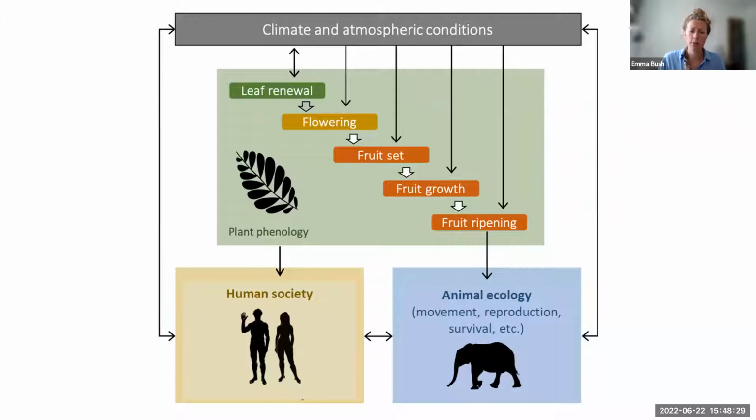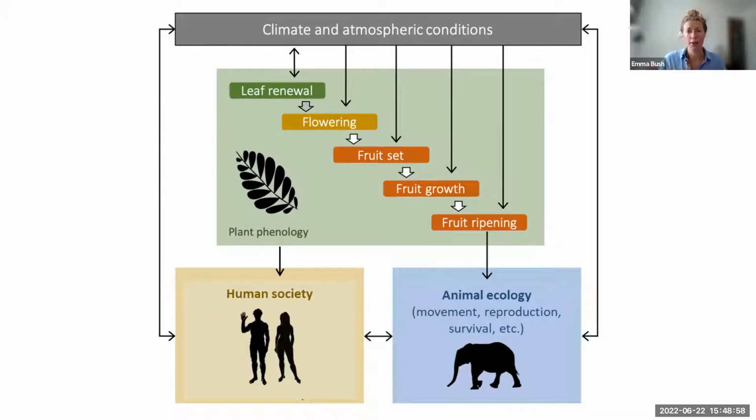And then, of course, we have human society. Humans can be dependent on wild plant resources directly, in the same way that animals are harvesting resources, whether that's wild resources or through agriculture, but also the influence that plant phenology can have on animal ecology brings humans and animals together in lots of different ways. So whether that's animals moving across the landscape and how that has to be dealt with by human society.